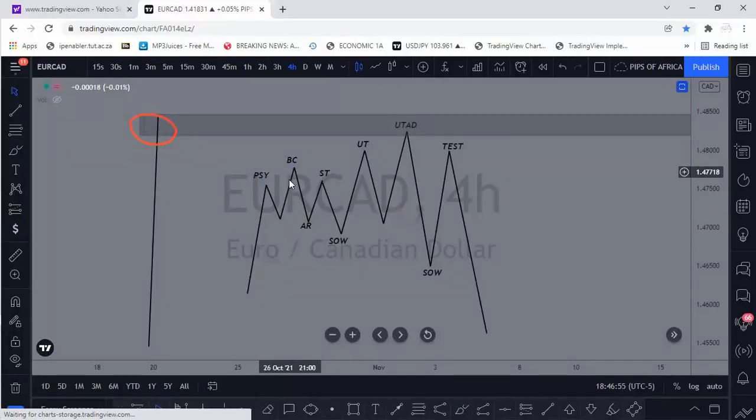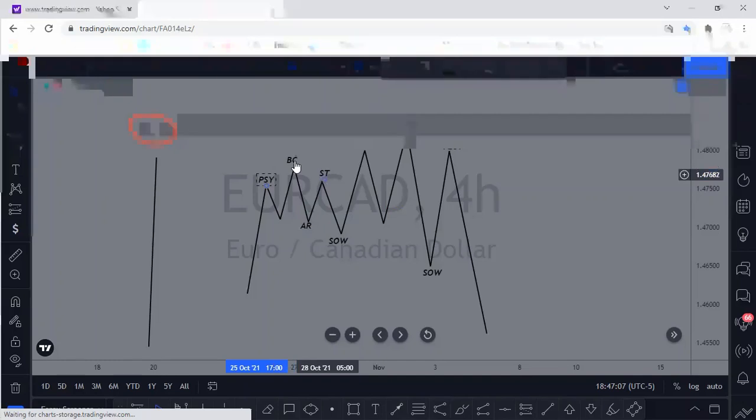Buying climax is above preliminary supply. It's always above preliminary supply. And then after the buying climax, you're going to get the AR, automatic reaction. Then the secondary test. The secondary test is always below the buying climax, right?